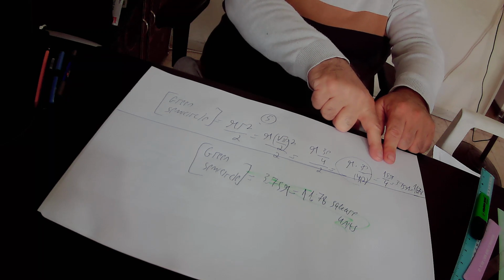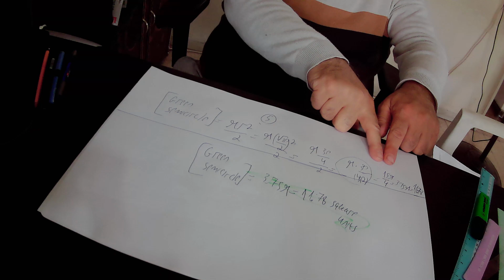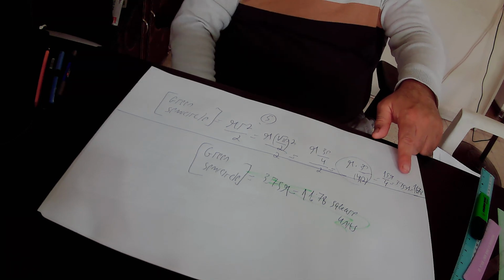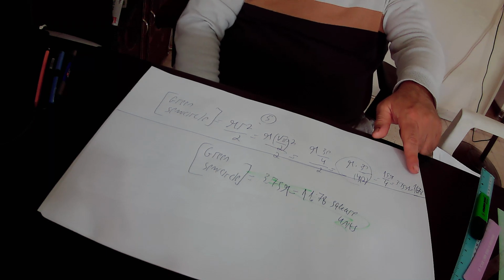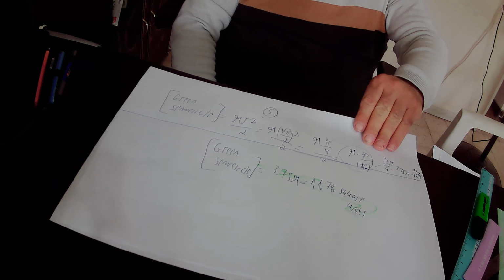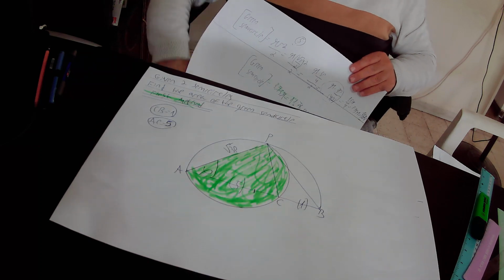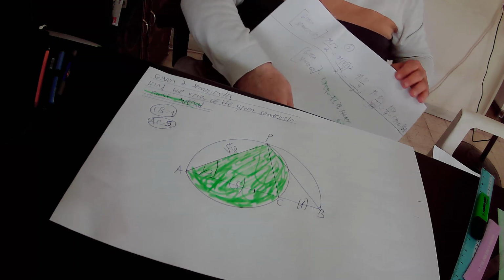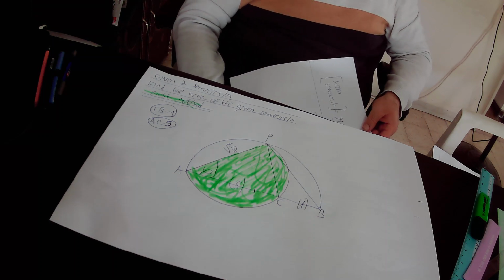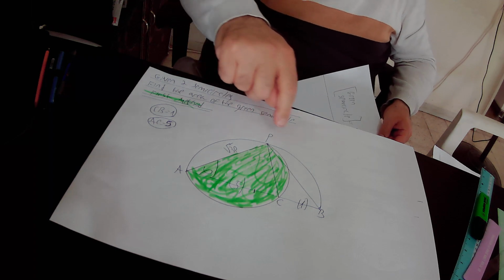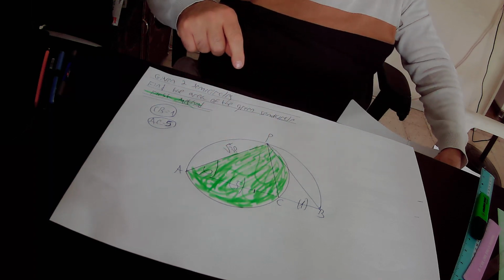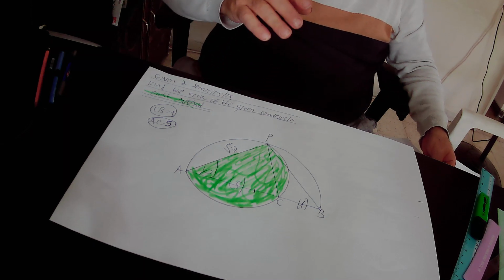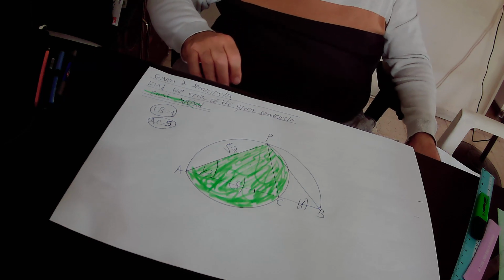15 over 4 is 3.75. Therefore, the value of this expression is 3.75 pi. 3.75 pi is 11.78. So actually, in both methods, we found that the area of this green semicircle equals either 3.75 pi square units, or in terms of numbers, 11.78 square units. Repeat again, in both methods we arrived at the same result. Okay, thank you very much.